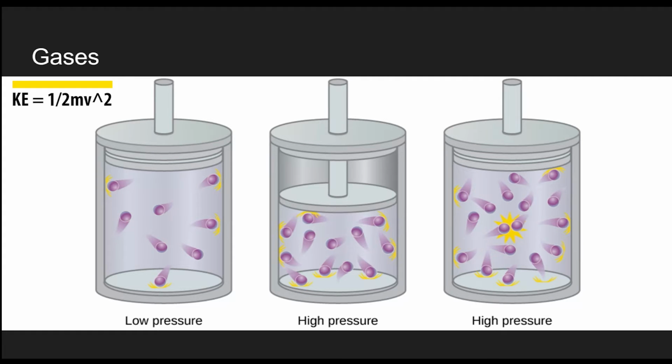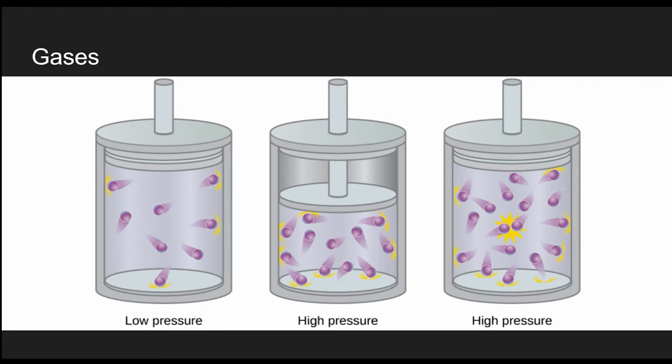Gases create pressure by colliding with the walls of their containers. Pressure can be influenced by the volume or the amount of gas. The low pressure cylinder is low pressure because of the large amount of volume and the small amount of molecules.